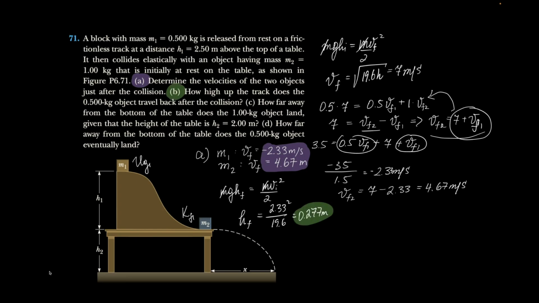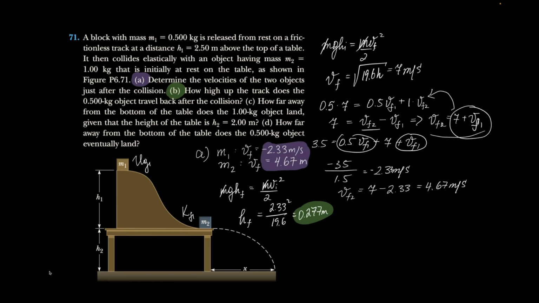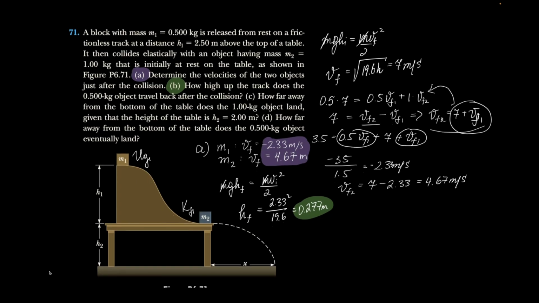Then we're going to solve for how far away from the bottom of the table the 1 kilogram object lands. So if the table is 2 meters, remember, time in the air is going to be the root of 2 change in y over g, and that's going to be the root of 4 over 9.8. 0.6399 seconds, and then our x is going to be 0.639 times the 4.67, because that was the speed with which our M2 was moving after the collision. I get 2.98 meters. That would be our answer to question C.